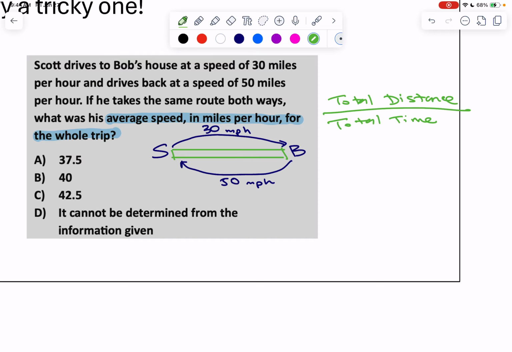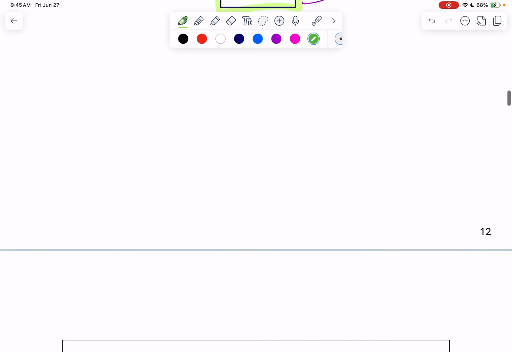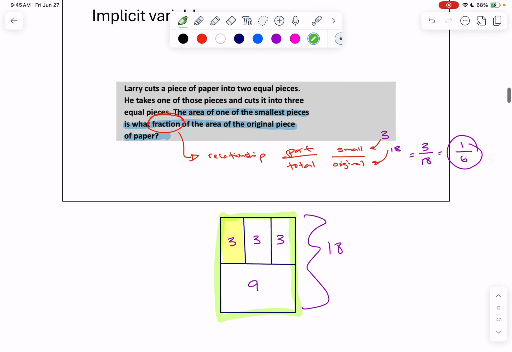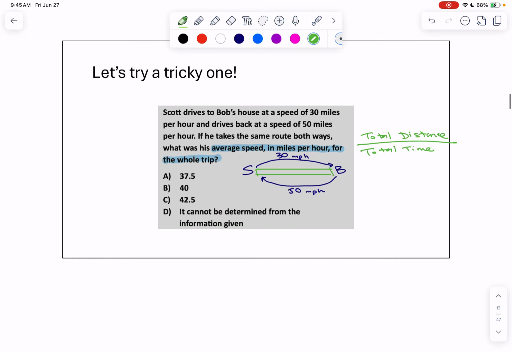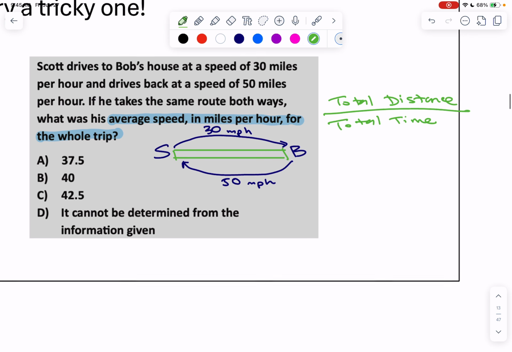So wait a minute, this is starting to look an awful lot like that problem that we just did that was asking us for a relationship between 2 unknowns. All right, no big deal there. We can plug in for one and solve for the other. So let's plug in for our distance. I'm going to pick numbers that make my life nice and easy.